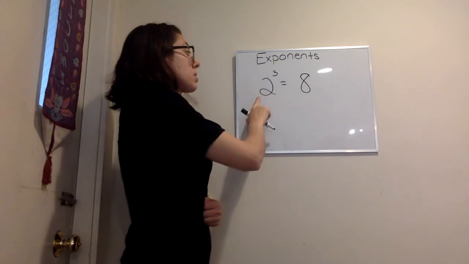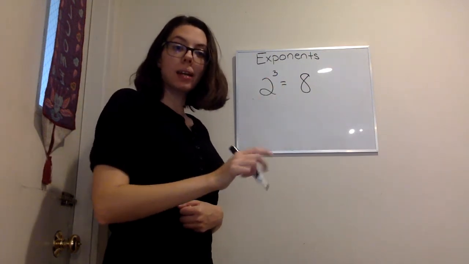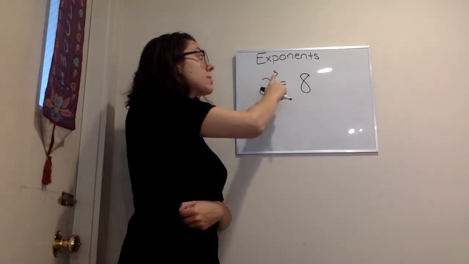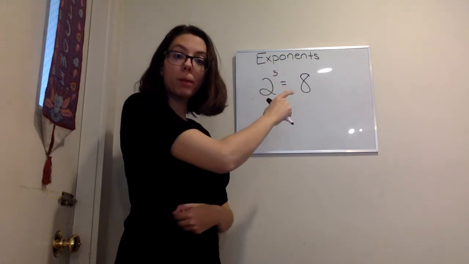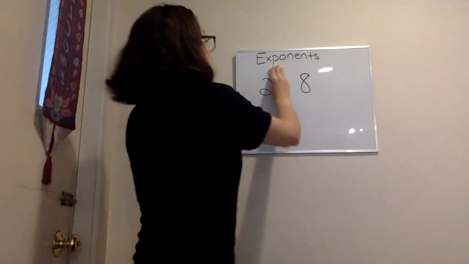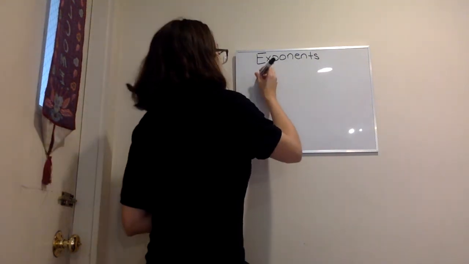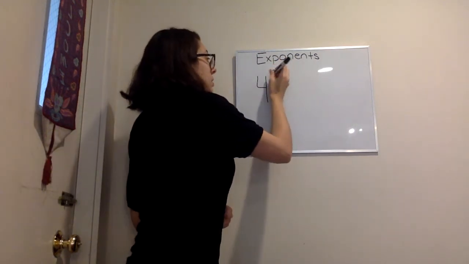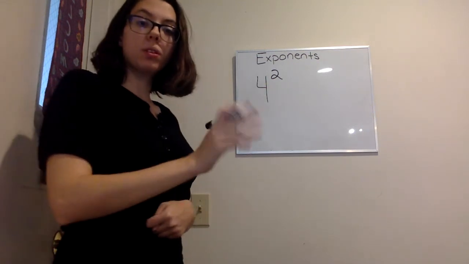Now notice when I was pronouncing this, 2 to the third power, that's how I said it. I said my base number 2, and this number, we're raising it to the third power. So let's see another problem, we'll see how we pronounce that one. Our next problem is going to be 4, and we're going to raise it to the second power, or 4 to the second power.